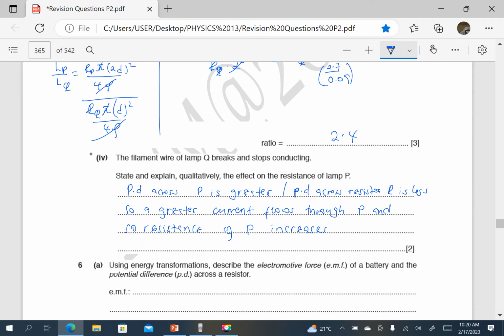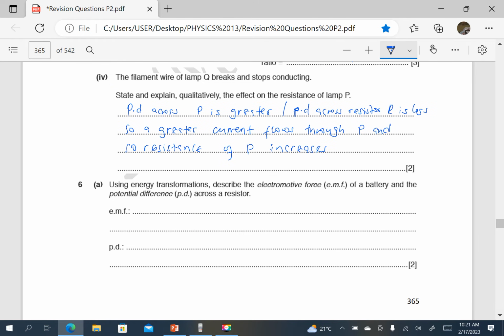So both V and I are increasing. Since there is a greater current flowing through P, the resistance of P is going to increase with the time. The resistance of the filament will increase with the time.